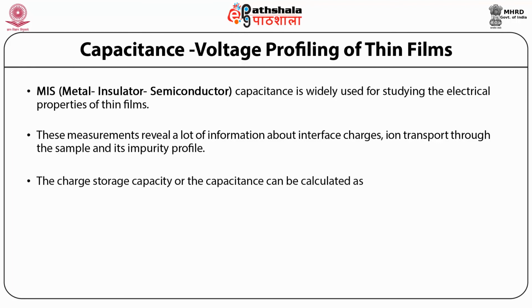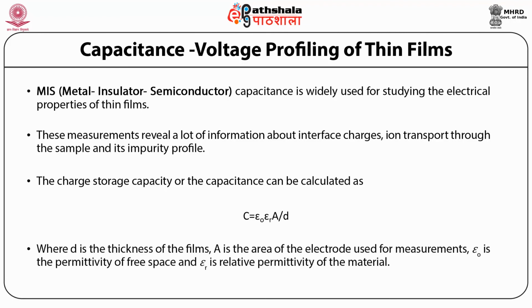The charge storage capacity or the capacitance can be calculated as C equals epsilon naught into epsilon r into A divided by D, where D is the thickness of films. Capital A is the area of electrode which is used for measurements. Epsilon naught is the permittivity of free space, and epsilon r is the relative permittivity of the material.